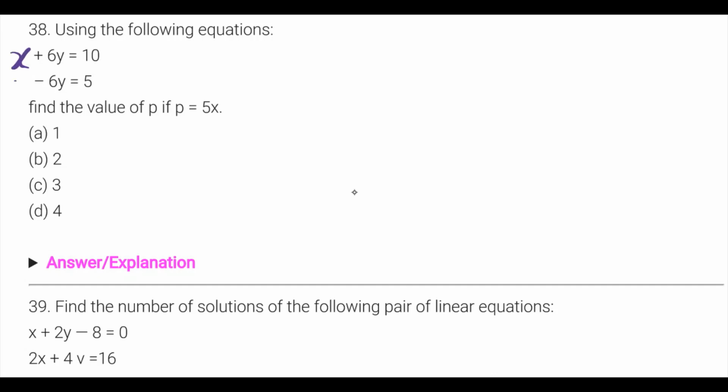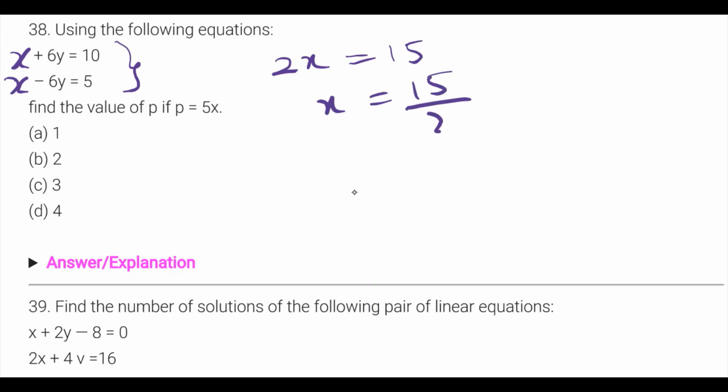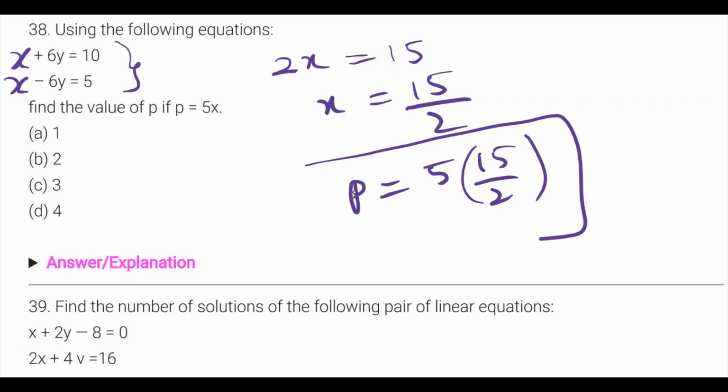I think this is x here. That should be x there. So adding these two equations, 2x equals 15 and x equals 15 by 2. So P will be 5 into 15 by 2. So that's how we can do.